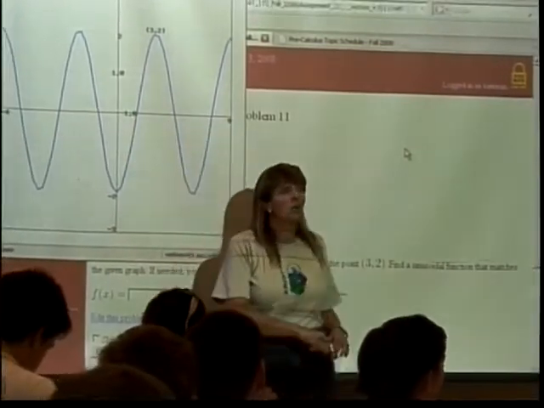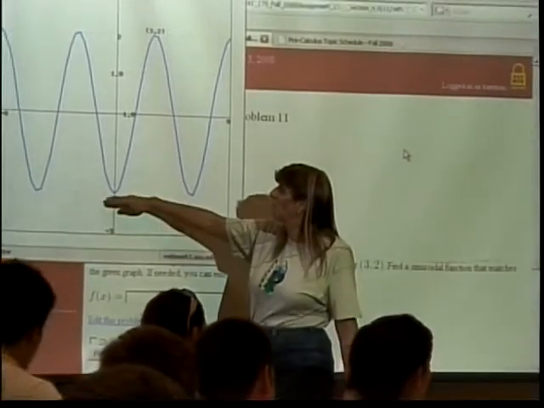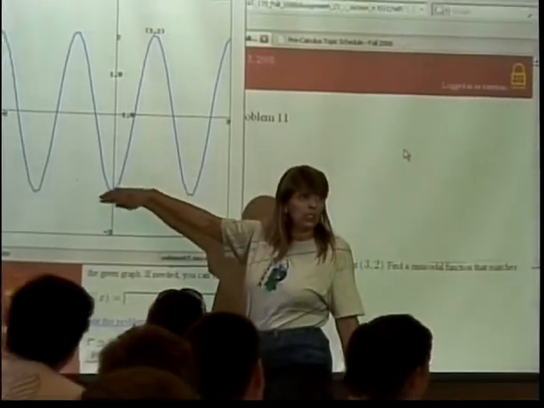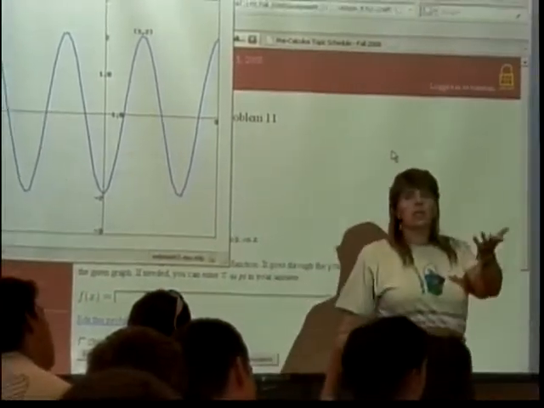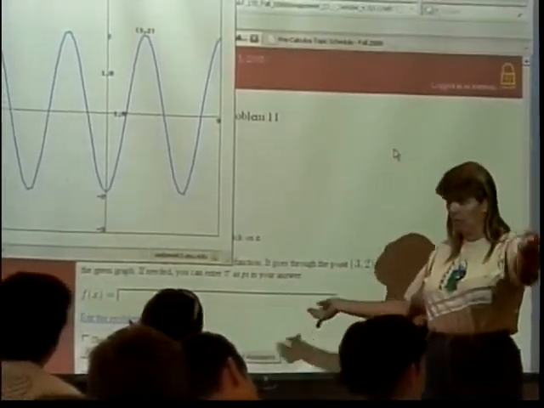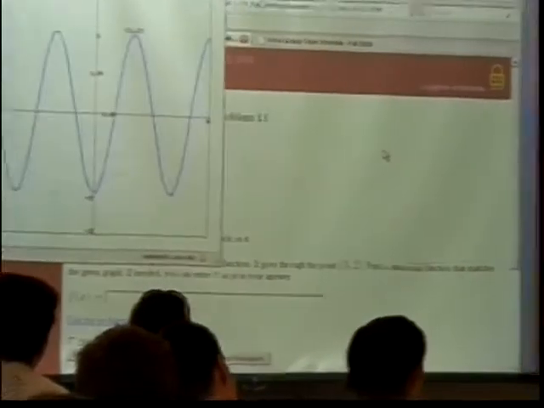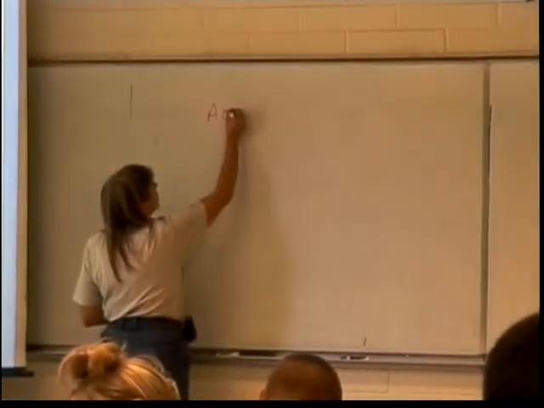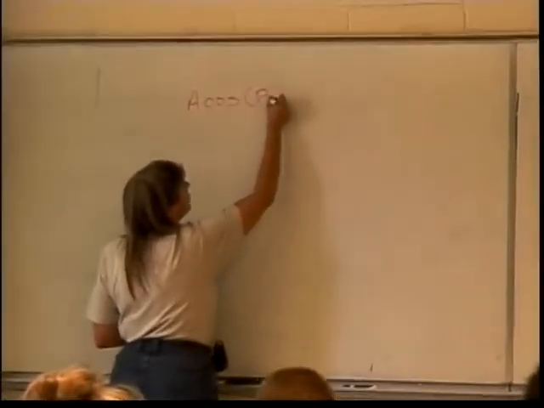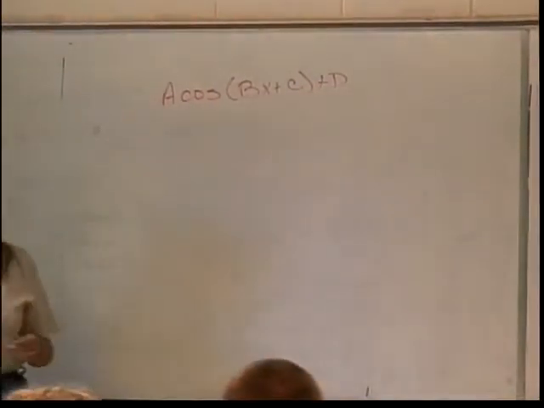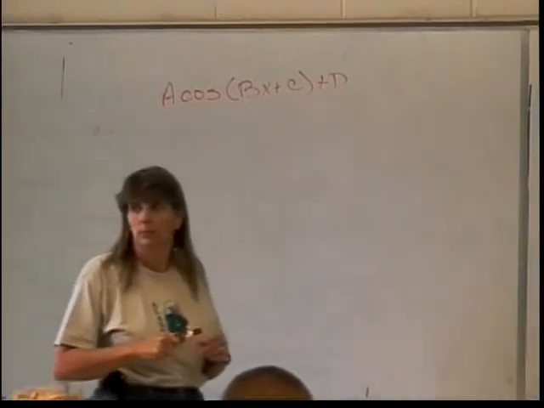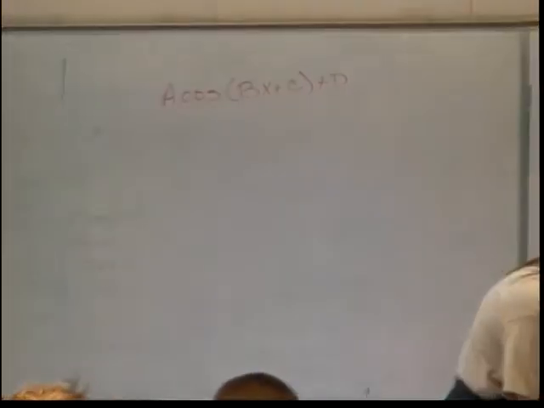You want to say cosine if the graph has a high point or a low point at the y-axis. So this one looks like a cosine graph. That means we're going to need a cosine(bx + c) + d and figure out what a, b, c, and d are.